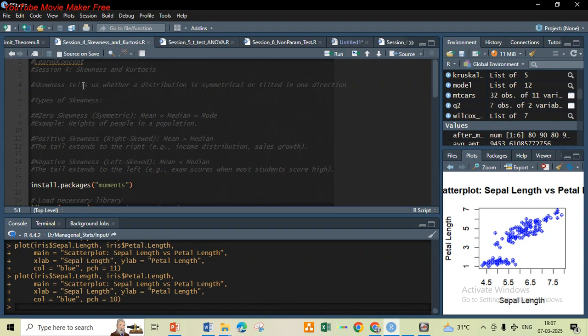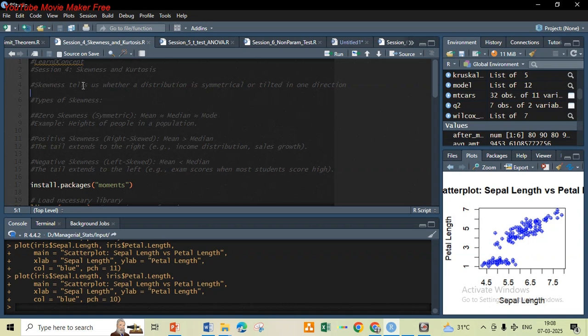However, in real life, it might be possible that there are situations where the data is skewed. For example, the number of students who are good at both academics as well as sports might be concentrated in the cities of the country rather than the villages. So if we plot that kind of a distribution, it might be skewed. So it tells us whether a distribution is symmetrical or tilted in one direction.